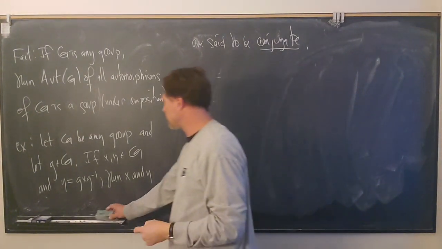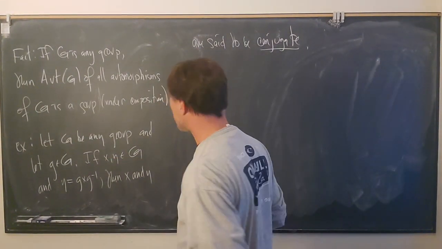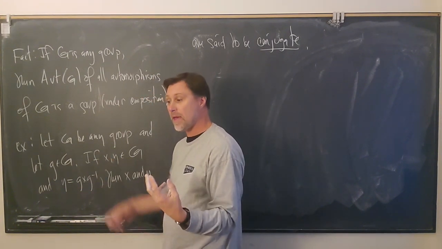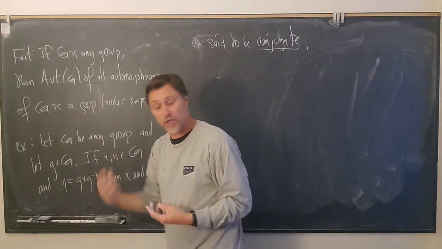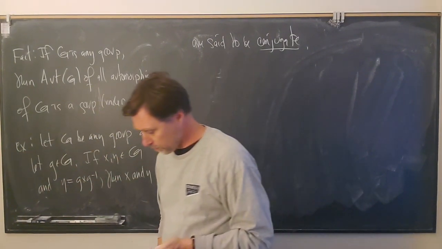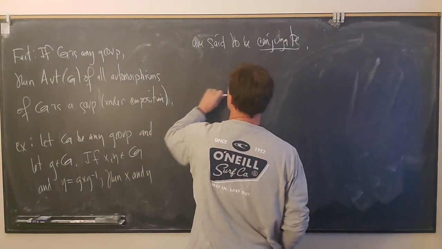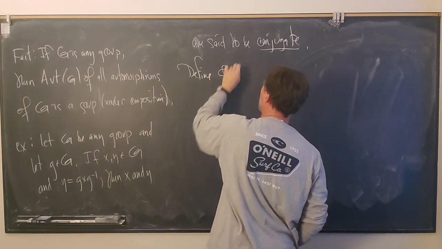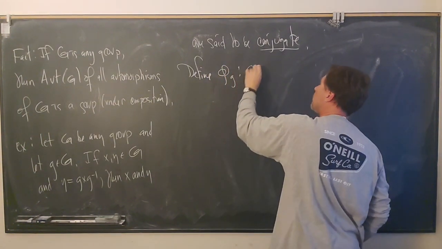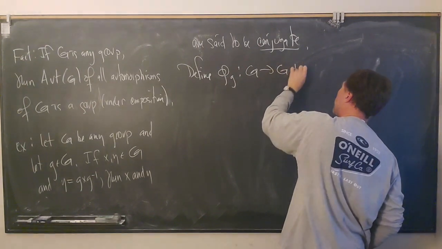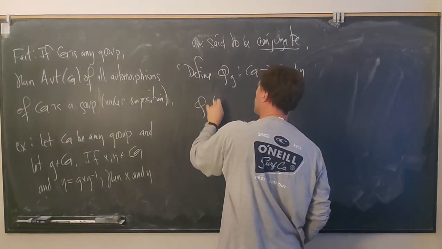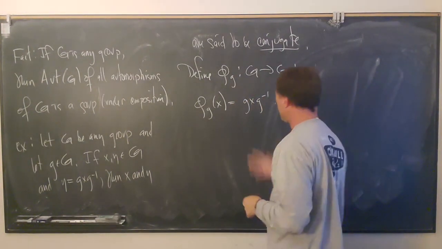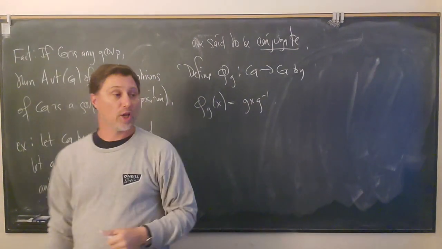I know we're working an example, but I've got a definition built into my example. So if you have two elements of the group where one of them can be written as g times the other one times g inverse, then you say that the elements are conjugate. Now, let's define phi sub g from G to G by phi sub g of X is equal to g X g inverse. This operation, g X g inverse, is called conjugation.